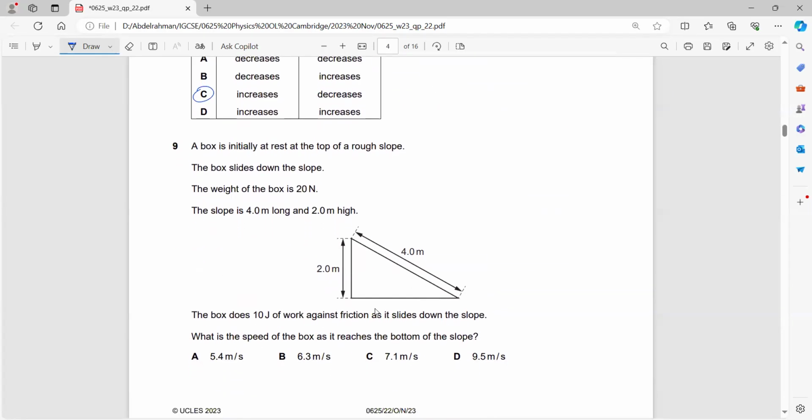A box is initially at rest at the top of the rough slope. The box slides down the slope. The weight of the box is 20 newtons. The slope is 4 meters long and 2 meters high. The box does 10 joules of work against friction as it slides down. What is the speed of the box as it reaches the bottom of the slope? This is a really nice question. What should we do? How can we solve this question?